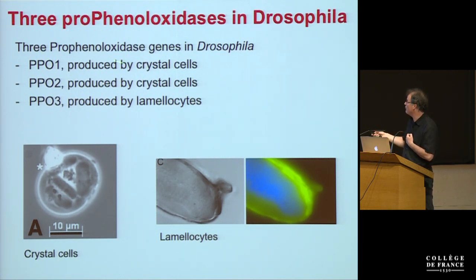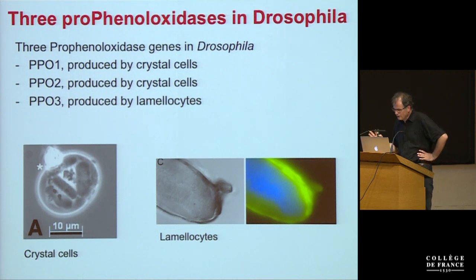In Drosophila, there are three enzymes which are involved in the production of melanization. They are called prophenol oxidase, and I will call them PPO: PPO1, produced by crystal cells, PPO2, produced by crystal cells, and PPO3, produced by lamellocytes. Here you see crystal cells. They are very spectacular because they contain crystals which are composed of a pure form of PPO2. So this is a storage where you find a very large quantity of enzyme that can be released. The cell disrupts in response to infection and releases the enzyme.